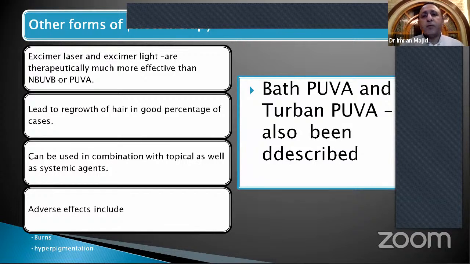There are some other forms of phototherapy that are used, like excimer laser and excimer light, and they are therapeutically much more effective than narrowband UVB or PUVA. They lead to regrowth of hair in a good percentage of cases. They can be used in combination with topicals as well as systemic agents, and the adverse effects include burns and hyperpigmentation. There are some reports of bath PUVA and turban PUVA, which are also used in alopecia areata.